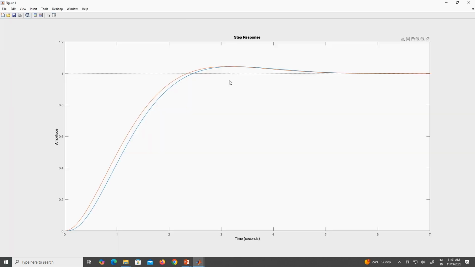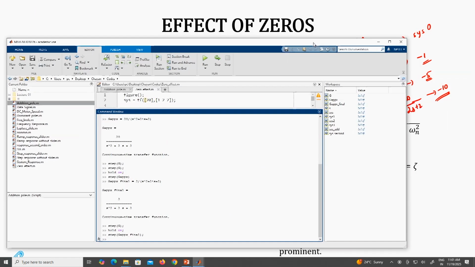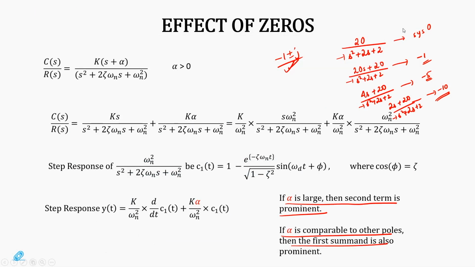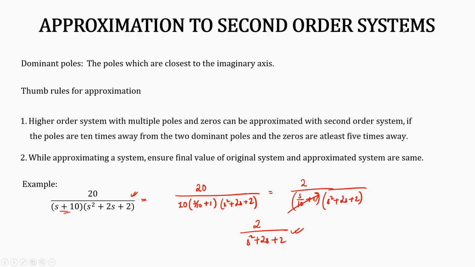So, let us see, both the responses are almost similar, at least at the steady state when t is increasing, and in the transient part there will be an effect, but when it comes to the steady state part, this is okay. So, this is how you can approximate second order systems or higher order systems with a second order system. For the zero case also you have to do the same thing, you should maintain that the final values are the same.